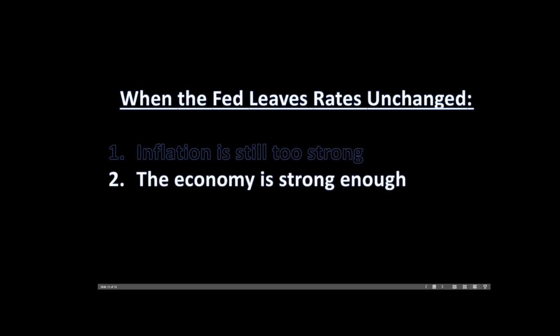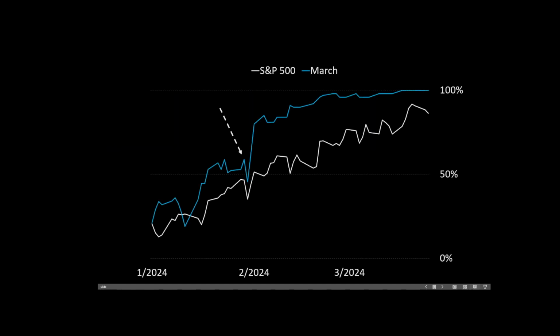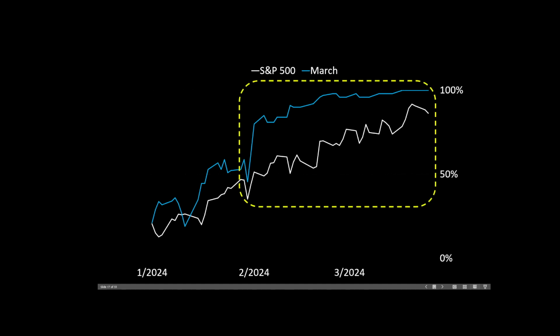When the Fed leaves rates unchanged, number one, the inflation rate is still too high to consider a cut. The Fed maintains a 2% target, which so far we have yet to achieve. Number two, the economy is strong enough to function under the current high interest rate environment. For that reason, once the Fed funds futures cross above the 50% mark, we tend to see quite a strong correlation. As the probability the Fed will not cut rates rises, stocks take this as a sign of a strong economy and they rise in kind.